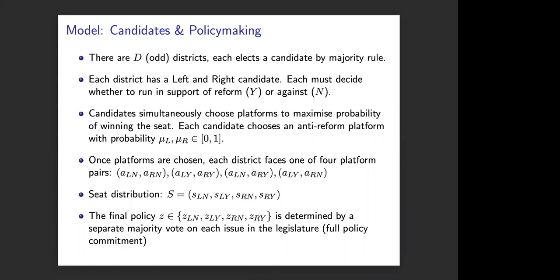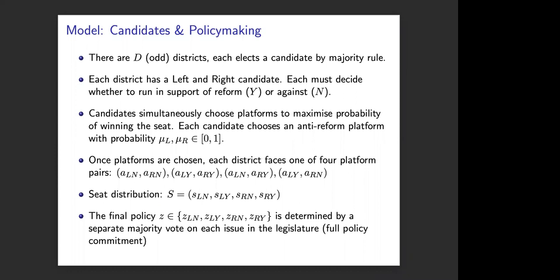It's just simple, separate majority votes, right? So everybody sits in the chamber, they vote: are we going to be left or right on the economic dimension? And then are we going to be pro-reform or anti-reform? Right? And every MP who's elected, there's full policy commitment, right? So if they're elected on a platform, that's how they're going to vote when they're in the legislature.